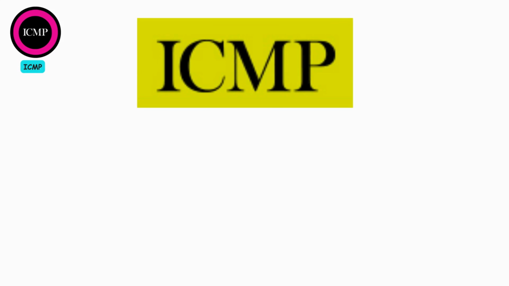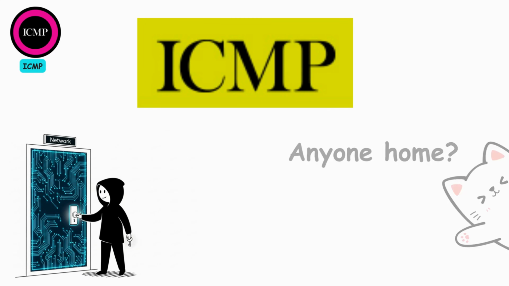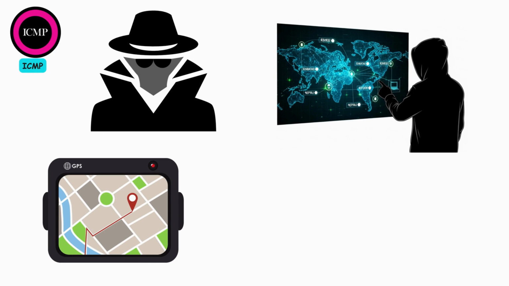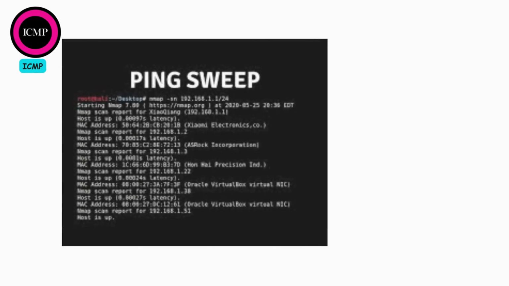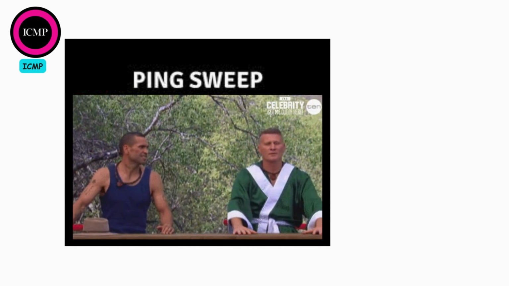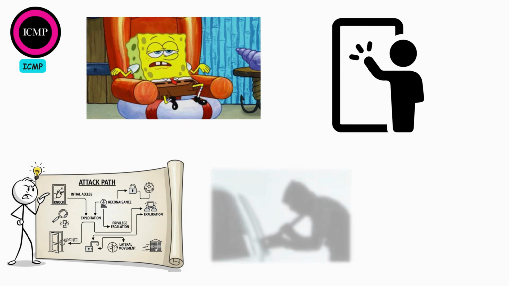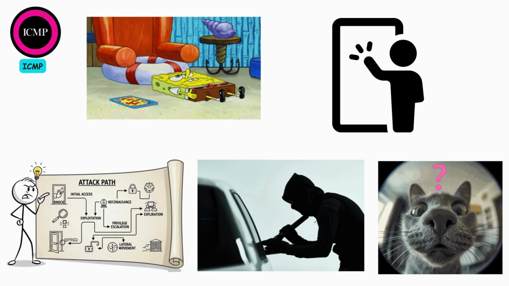ICMP is like a polite knock at the network's door. Hello, anyone home? Hackers use it to map networks, find live devices, and see who's talking to whom. Ping sweeps can reveal entire subnetworks, and responses can leak device info. It sounds boring, but this little knock is the first step in many attacks, kind of like a burglar checking which houses have lights on before picking one.